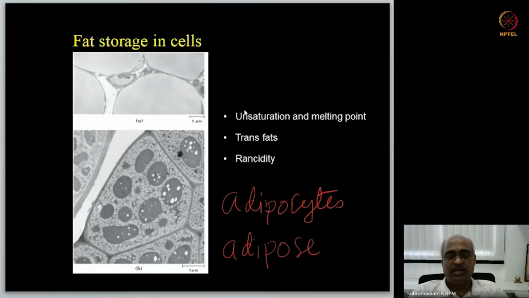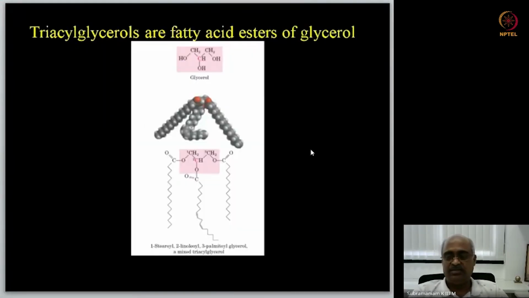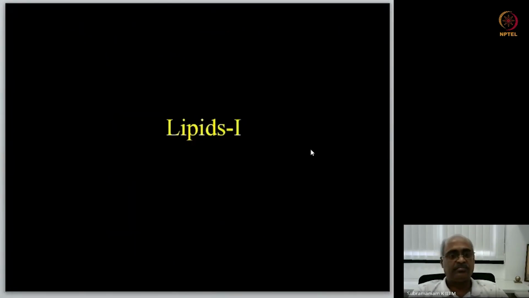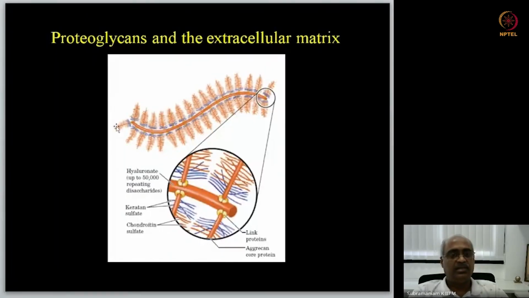So I'll go back to that. See here, compared to the protein, this is a long chain, and each one of these chains, these are all carbohydrates.